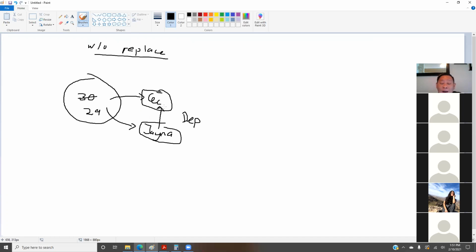So if I pick Cecilia, I cannot pick Cecilia again, right? If I pick Jana, I cannot pick Jana again. So this is without replacement. So automatically, without replacement is a dependent case.